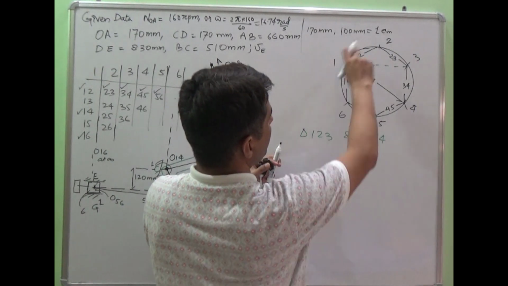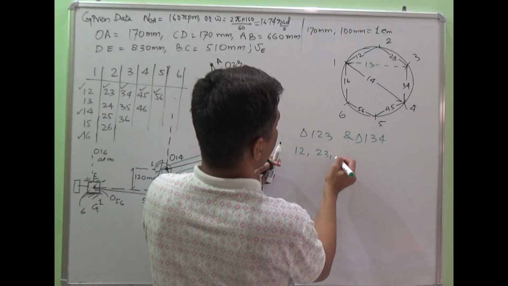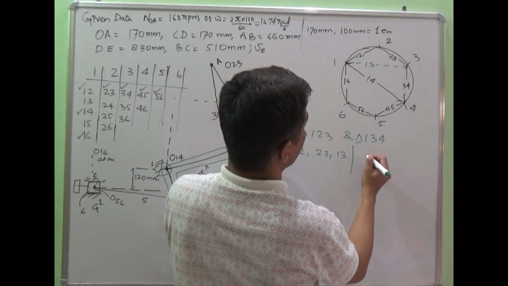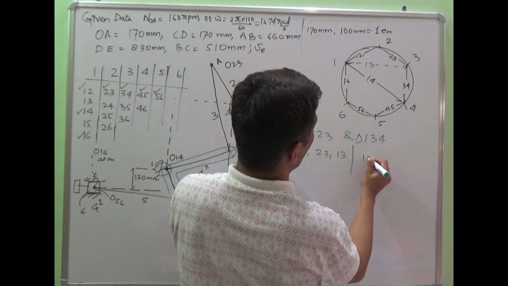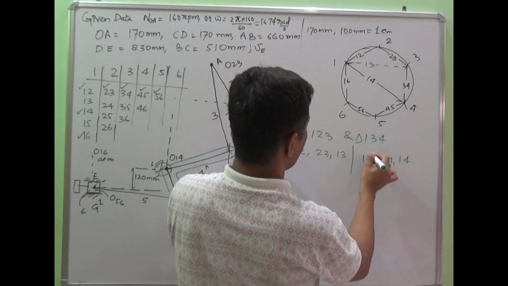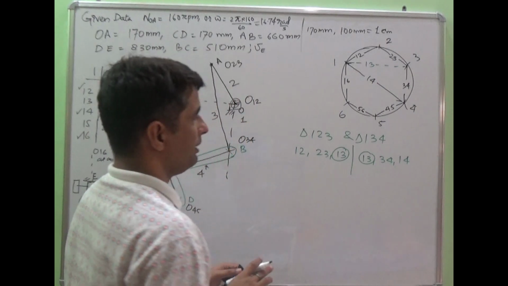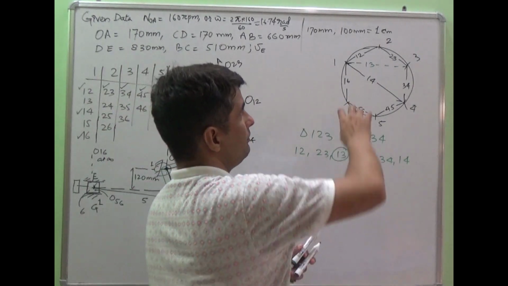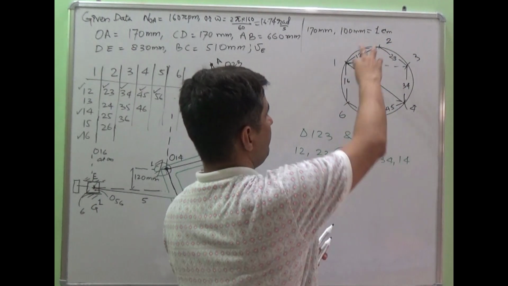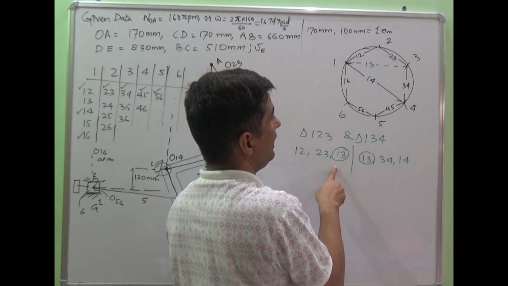Right? So look at 1,2,3. There are I centers 1,2, 2,3 and 1,3. And if I look at 1,3,4, then there are I centers 1,3, 3,4 and 1,4. So you can see 1,3 is common. As per Kennedy's theorem, we are taking three links together, 1,2,3. Then their I centers would be on the same line.